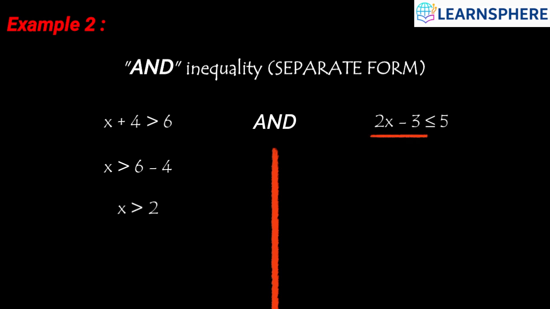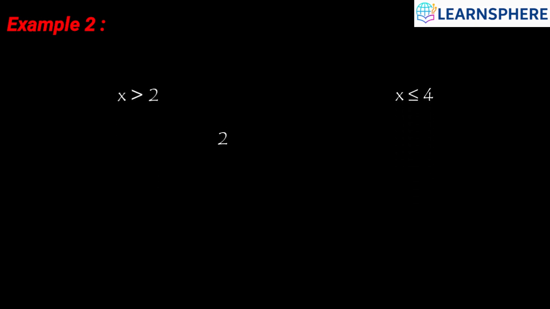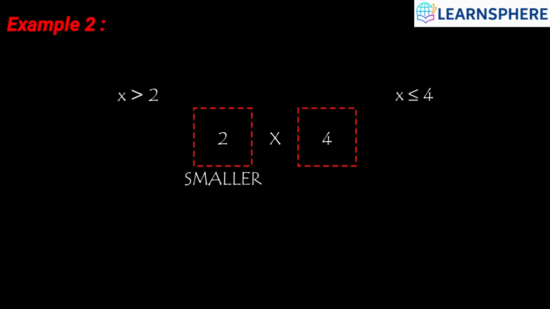On the right-hand side, we have 2x - 3 ≤ 5, which can be simplified to 2x ≤ 5 + 3, where we will get 2x ≤ 8, and therefore we have the value of x to be less than or equal to 4. Next, we have to combine these two inequalities by firstly writing x in the center, and one number to the left and another to the right. The number on the left is our smaller number, which is 2, and the number to the right is our larger number, which is 4.